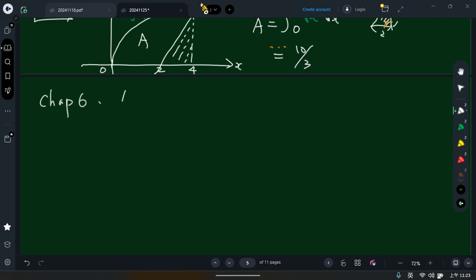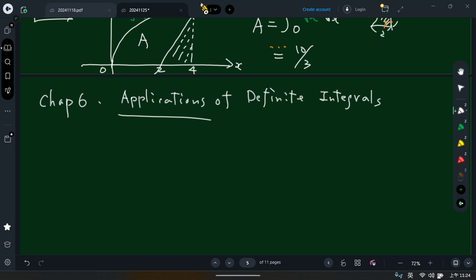Okay, chapter 6, we will talk about the application of definite integral. Actually, even though we say application of definite integral, mostly in this chapter we will just focus on how to calculate volume. When I give you a curve, and I ask you to rotate the curve based on some axis, can we get the volume?